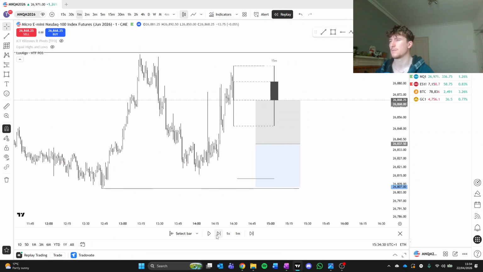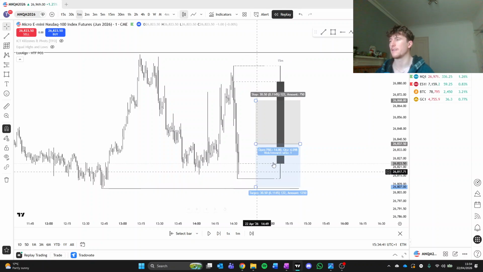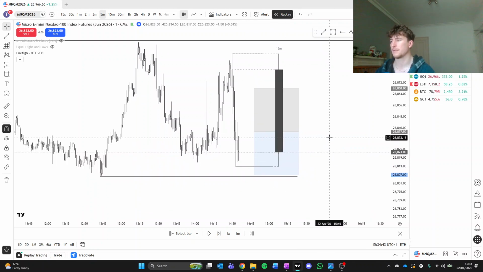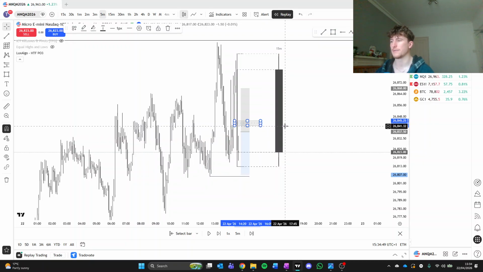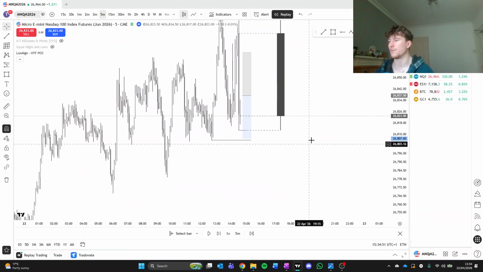So we come down, inverse a 5-minute gap. Okay, there's a 5-minute gap here. So we inverse it to the downside. So because of that, I'm thinking we're going to run all of this sell side here.